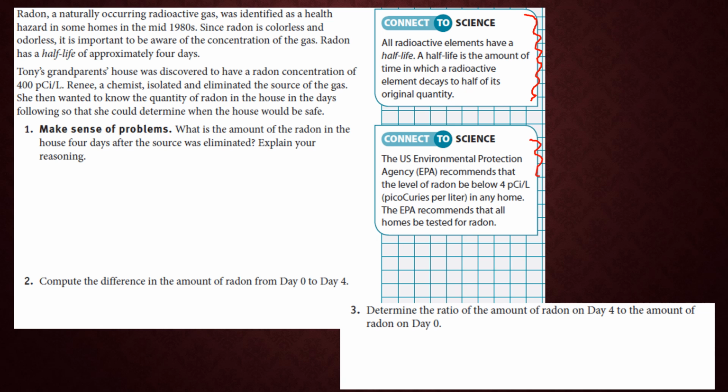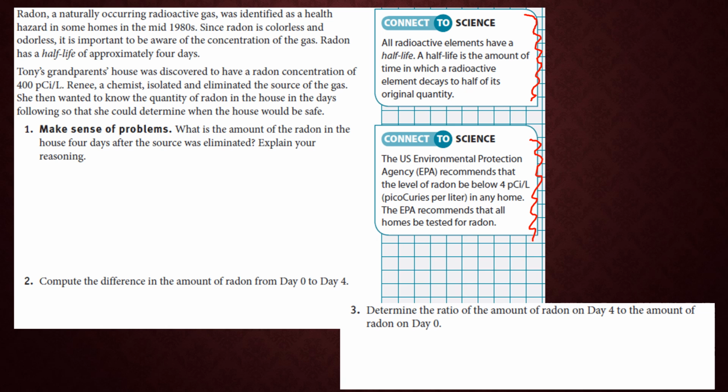So interesting, when I moved to Illinois, it's the first time I've ever had a basement. And when you have things that are underground, a lot of things come out of the ground like radon. And the U.S. Environmental Protection Agency, the EPA, recommends that the level of radon be below 4 picocuries per liter in any home. The EPA recommends that all homes be tested for radon. So I have a radon detector in my basement, and it was an alarming thing to think about radon leaking into my house. But anyway, I digress.